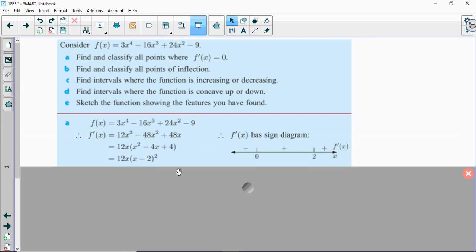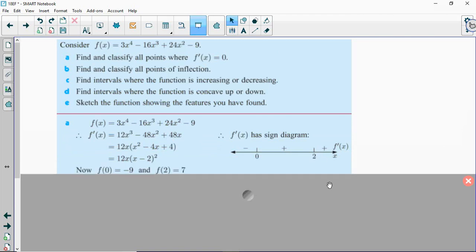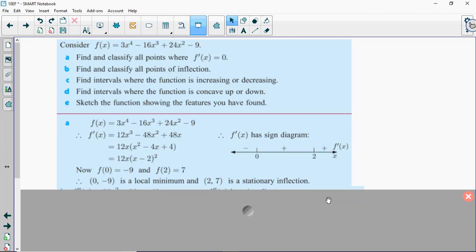So our sign diagram for the first derivative is easy to work out. And this tells us that we have a minimum here at 0. And it looks like we're going to have a point of inflection here at 2, a stationary point of inflection. All right. There we go. And we label the x and y values for each of these points simply by putting 0 and 2 back into f of x. Part B, find and classify all the points of inflection.